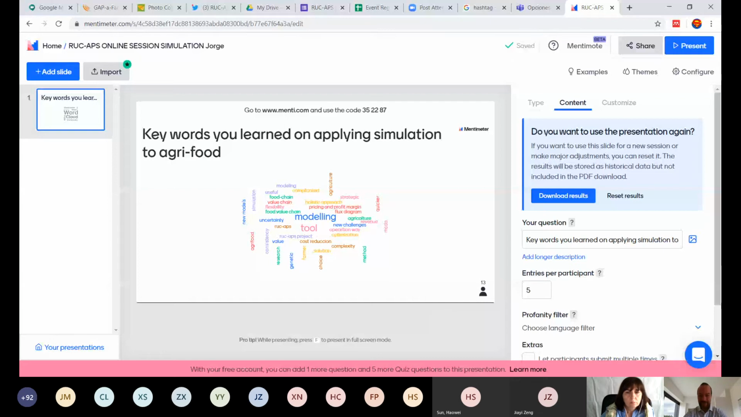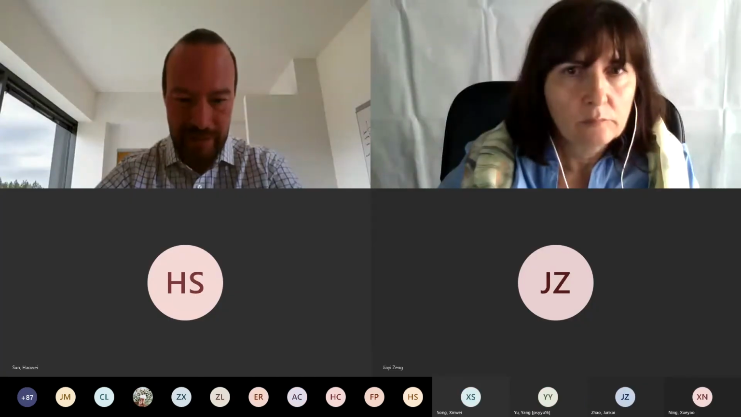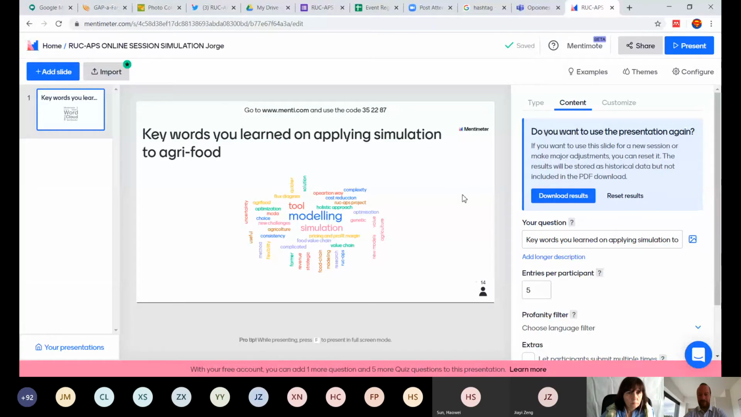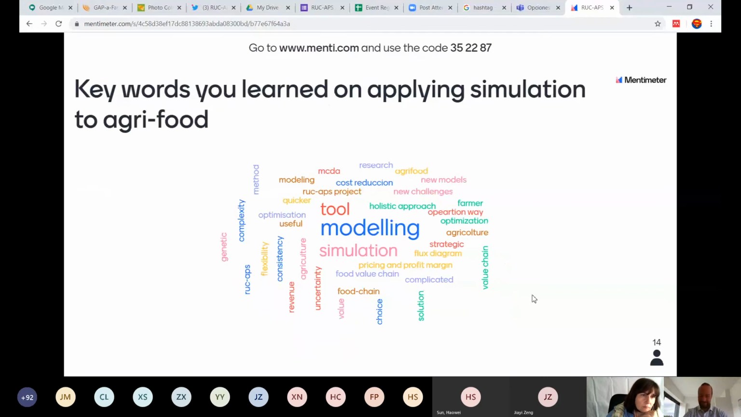I'm going to share my screen so you can see how this looks like. So this is more or less how it looks like. At the moment we have modeling as one of the key aspects, simulation tool, strategic, agriculture. So you can put your input. We'll fully appreciate it to get the full picture.